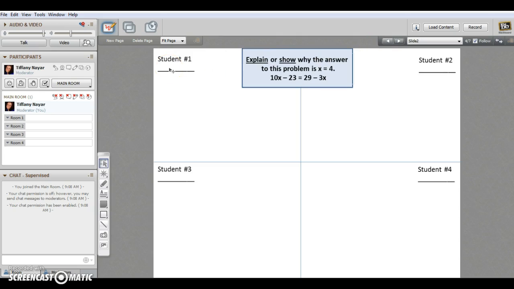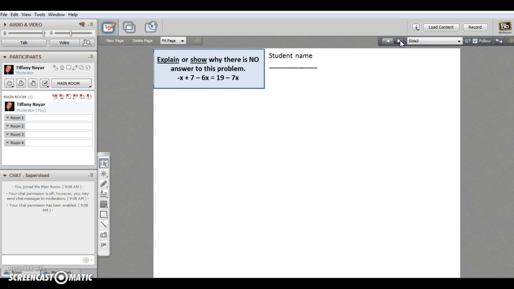Again, the first student in the room would be student number 1, student number 2 would be the second one, and so on. Another example for the individual breakout room is to do something that would look like this. Have them have a place to put their name and then explain in this equation why there's no answer to the problem.